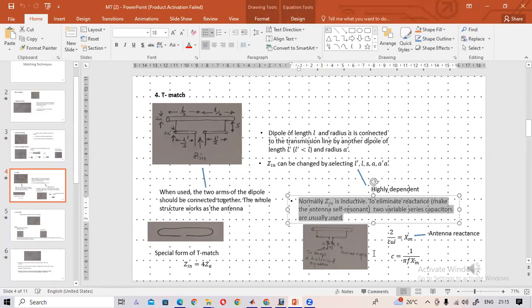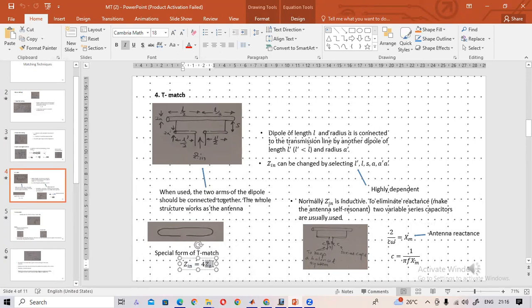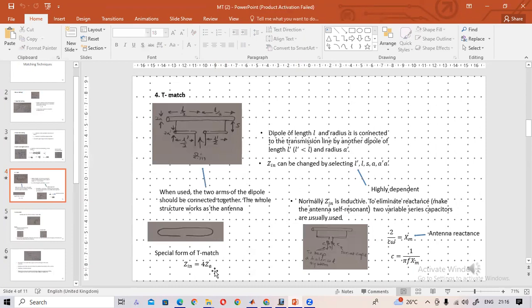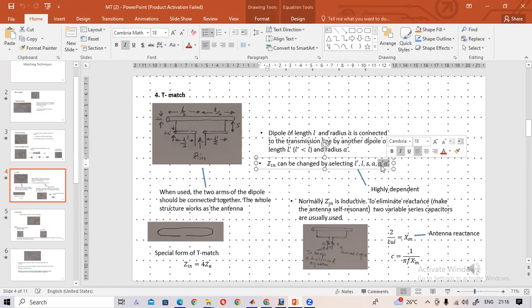And there is another one that is also very interesting. This is a special type of T-match. It uses just one wire like this, and Zin is directly related with this cable impedance. By changing this cable impedance, by changing the length and also the diameter, you can change the input impedance as you wish.